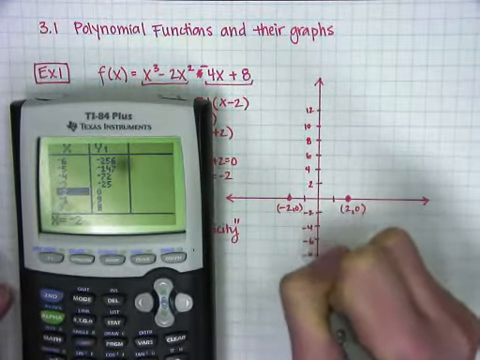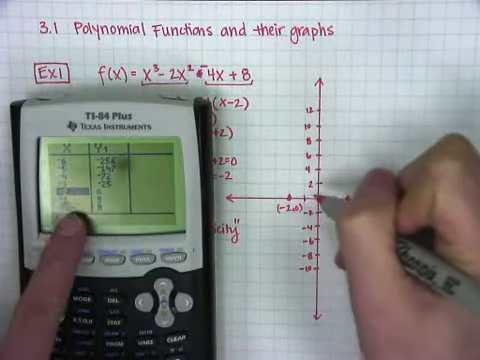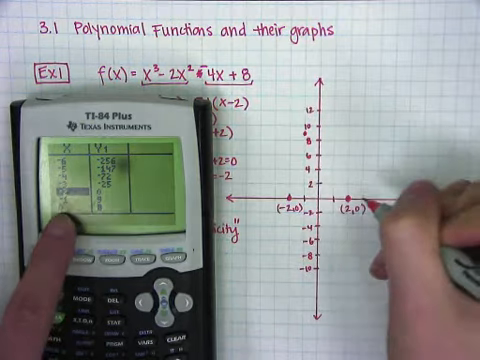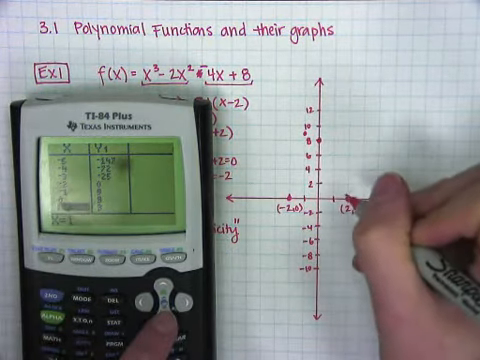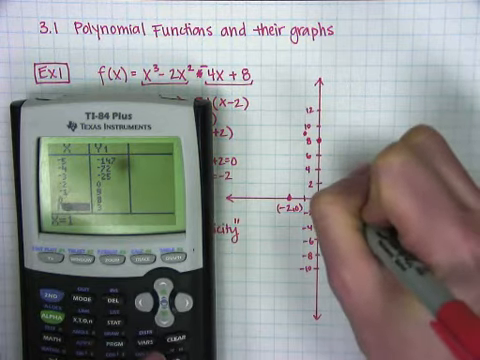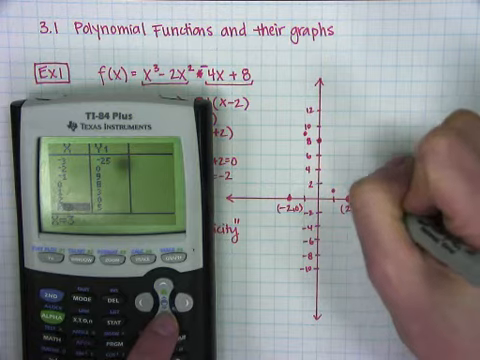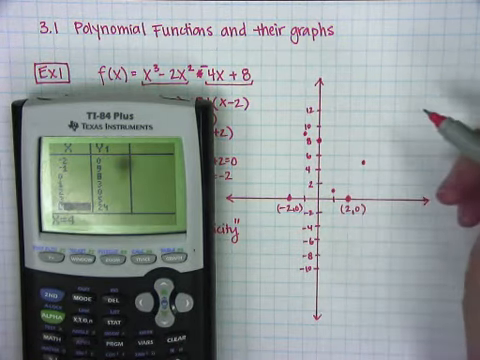So there we go. I'm going to graph negative 2, 0, that's good. Negative 1, up 9. 0, 8. Let's see, 1, 3. 2, 0. If I go over to 3, I'm going up to 5. And then 4 is 24. That's going to be off my screen.